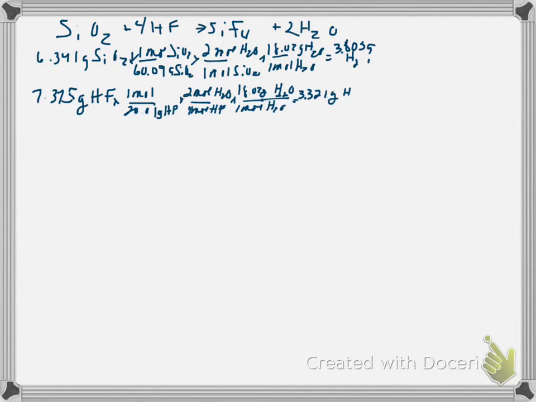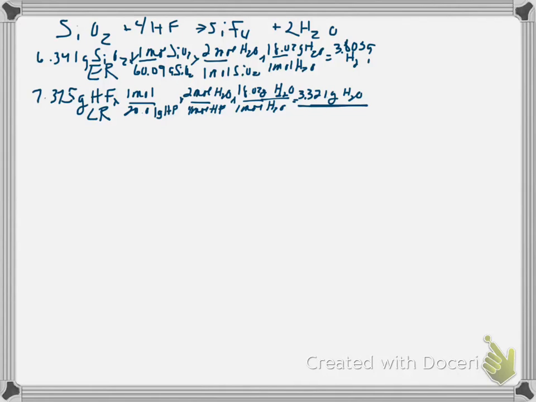Okay. So we have established that because HF can make less, that is the limiting reactant, which makes SiO2 the excess reactant. So part B asks how much we can make. We're going to make 3.321 grams, whatever the limiting reactant allows us to make. And the limiting reactant is HF.